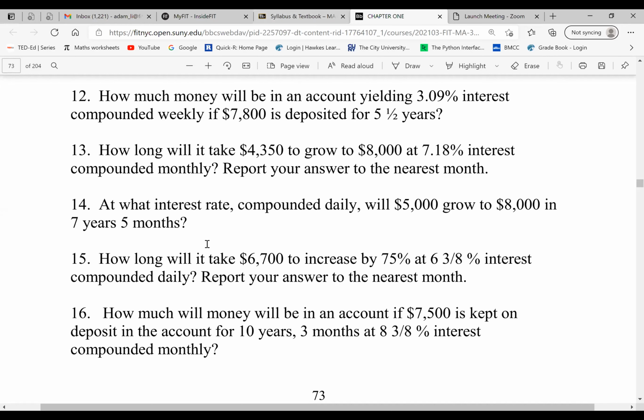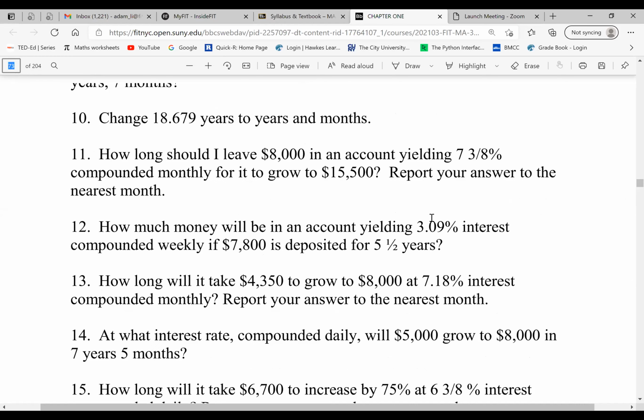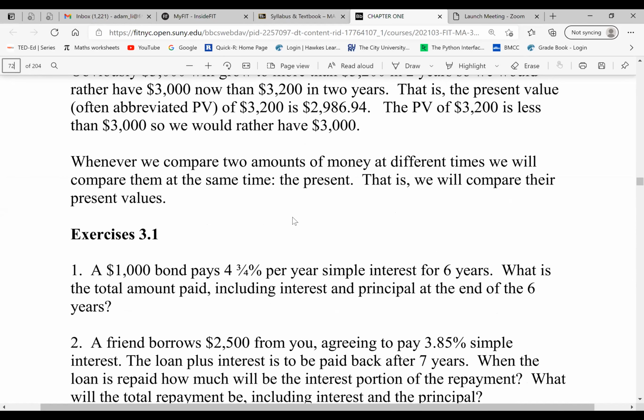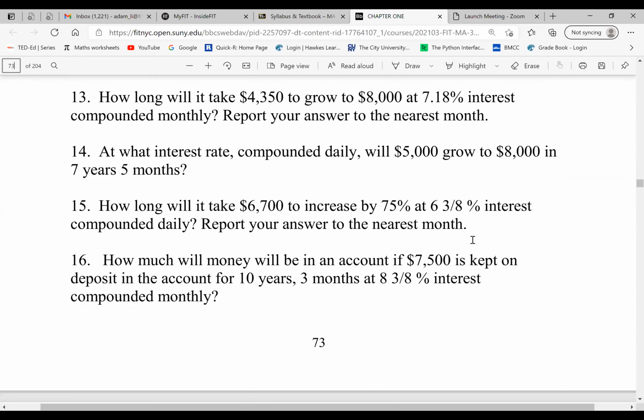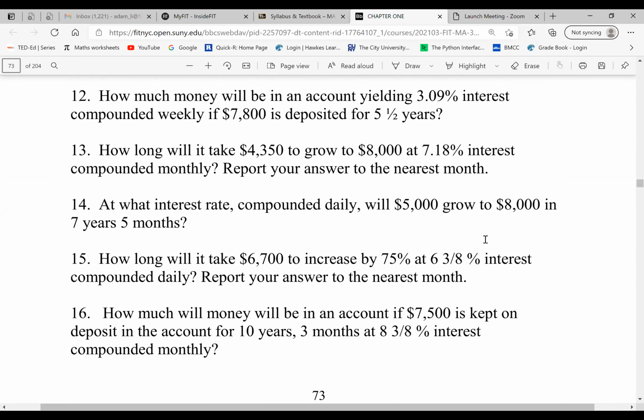All right, so we will continue where we left off from last class. We're going to look at chapter one. So go to Blackboard, open a textbook, turn to page 73. We're going to go over the even problems in the back of your exercise section 3.1, where we left off last time. We're going to look at questions 12, 14, and 16.